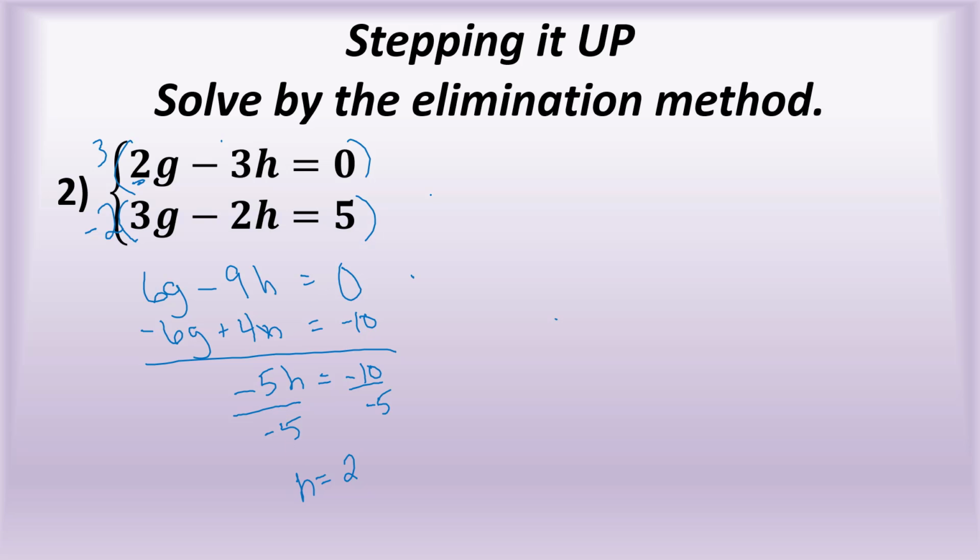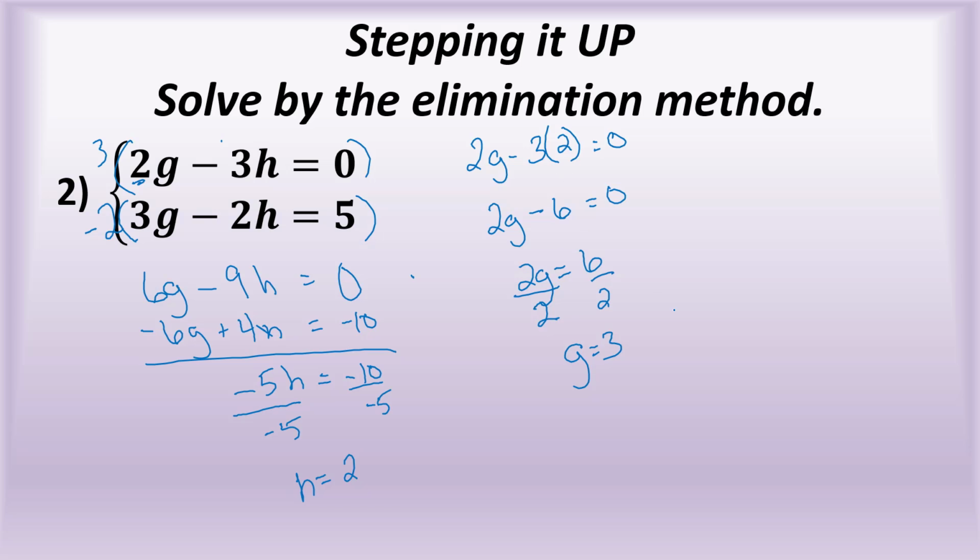All right. Again, we utilized both equations, but we're going to use one of our originals. 2g minus 3 times our value of h should equal 0. So 2g minus 6 is equal to 0. Add 6 to both sides. 2g is equal to 6. Divide by 2, and g is equal to 3.